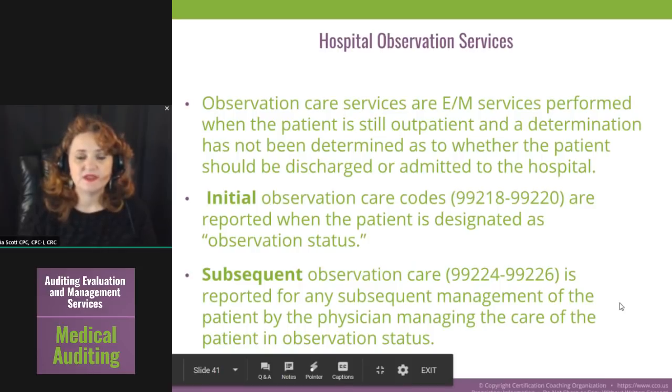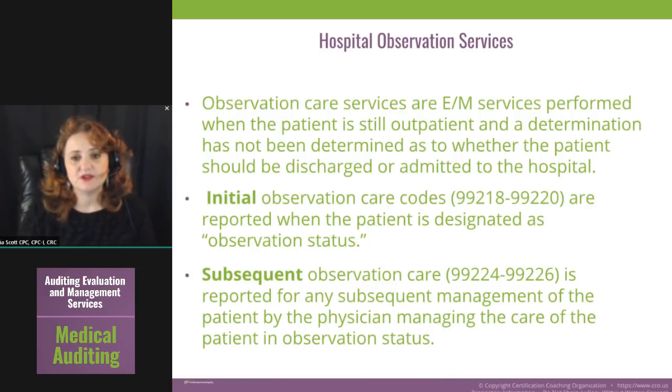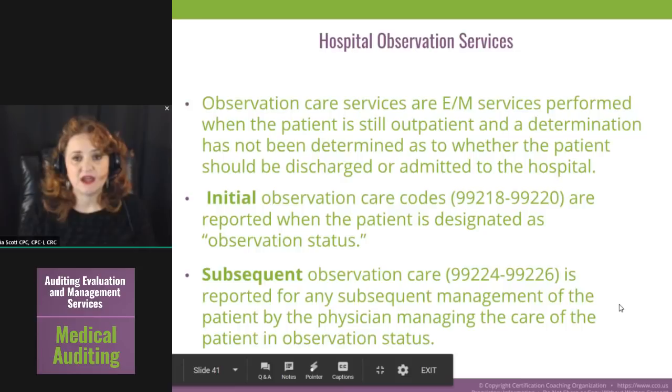When we do observation care with E&M services in the hospital, it's divided up. Is it the initial observation care, 99218 through 99220? It's reported when the patient is first designated in observation status, right? Then subsequent observation care is going to be 99224 through 99226, and it's going to be any subsequent management of that patient while they're in observation status. Okay, now if they're in observation status, the hospital has guidelines and protocol that deals with that kind of on an individual basis.